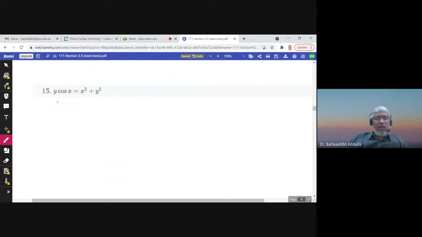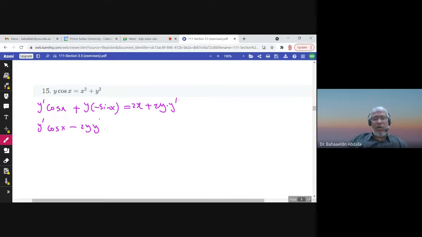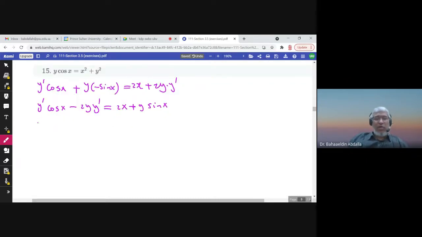The derivative of the left-hand side product function, derivative of y is y prime. Derivative of cosine x is negative sine x. Derivative of x squared is 2x. Derivative of y squared is 2y times y prime. So I have y prime cosine x minus 2y y prime equals 2x. This is negative y sine x. When you take it to the other side, it would be positive. So you can take y prime as a common factor here.